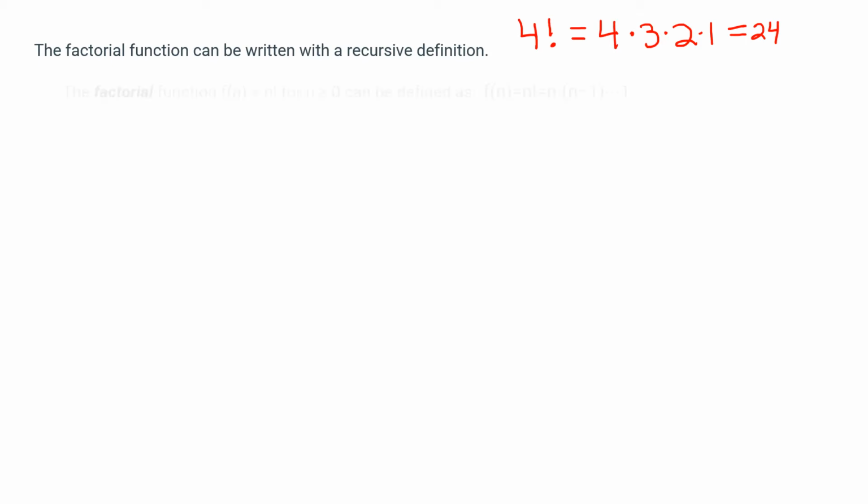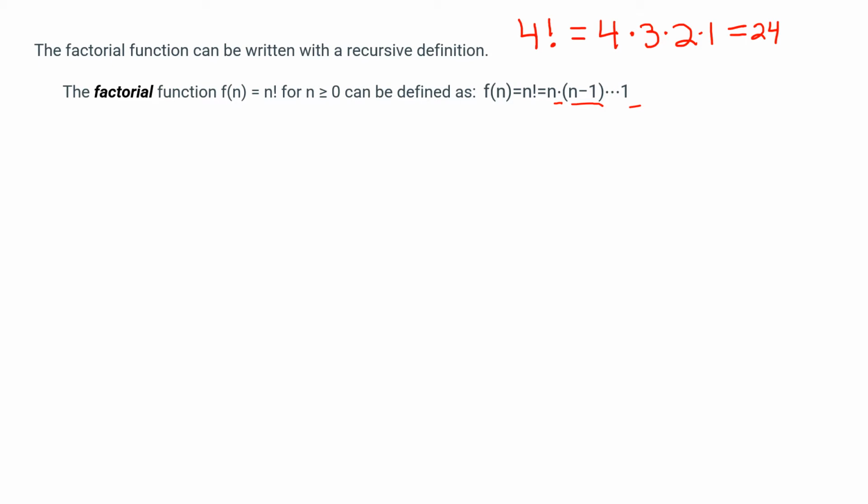One way we could write this function out is to say n factorial equals n times n minus 1, and we keep going down by 1 until we get to 1, and then we're done and we multiply all of those together. Now, that's not a really good definition for a couple of reasons.